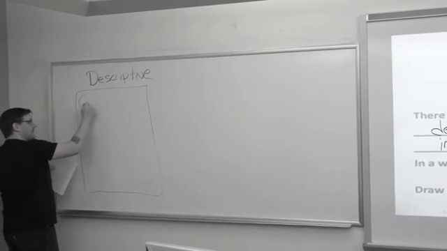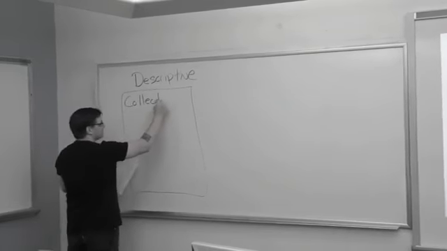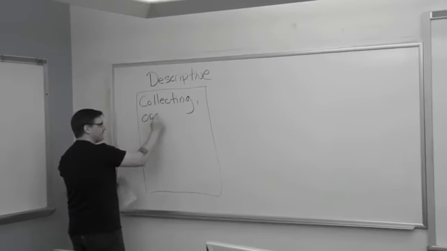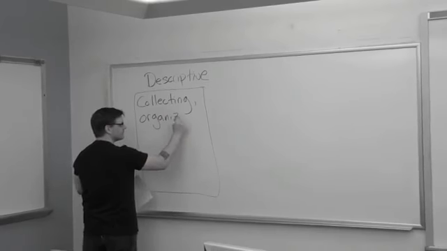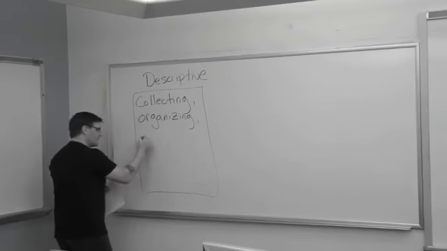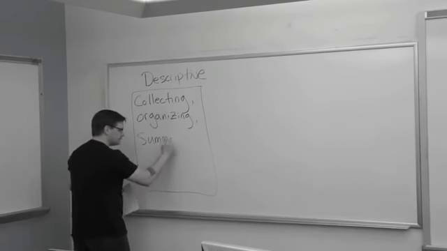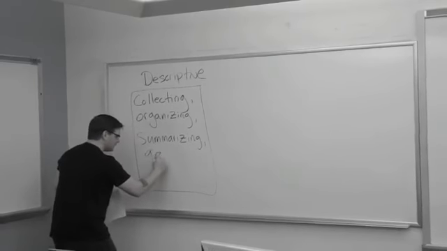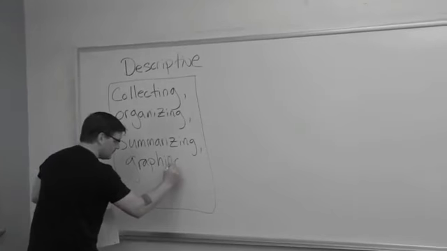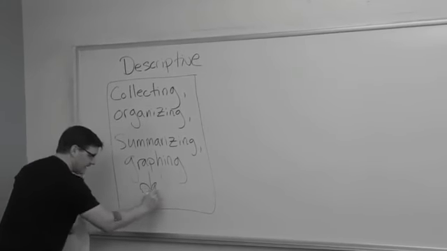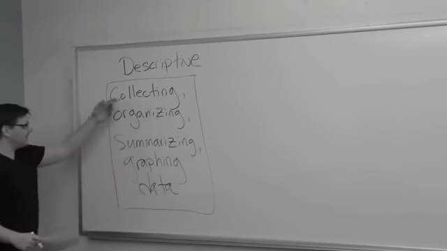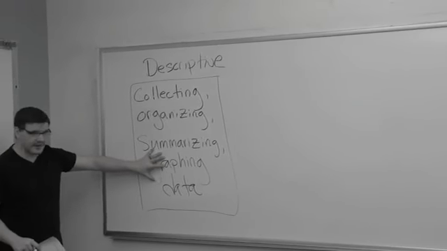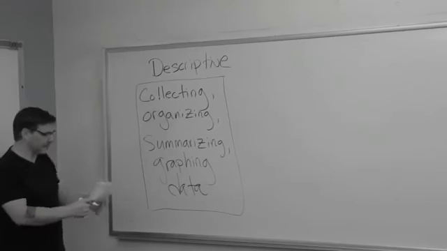Descriptive statistics: collecting data, organizing, summarizing, graphing. It's a pretty good list there. How do you collect data? Once you've collected it, organize it, summarize it, and graph it. Okay, so that's descriptive statistics.